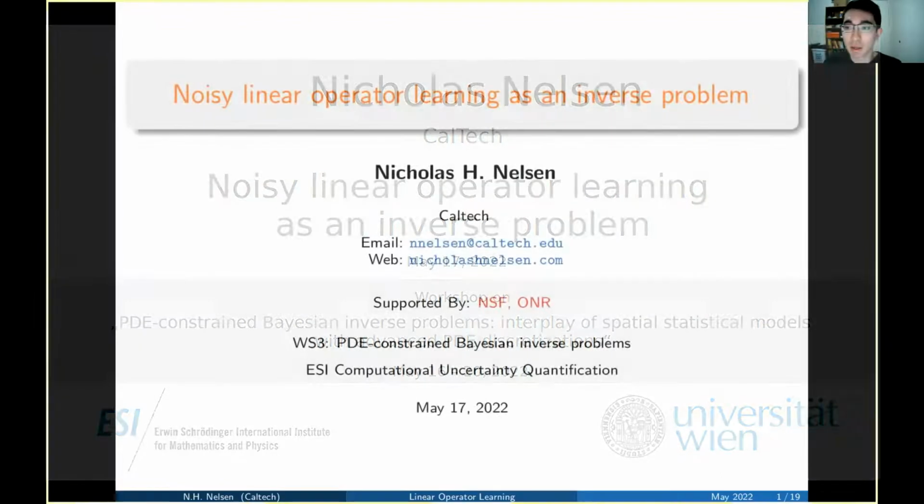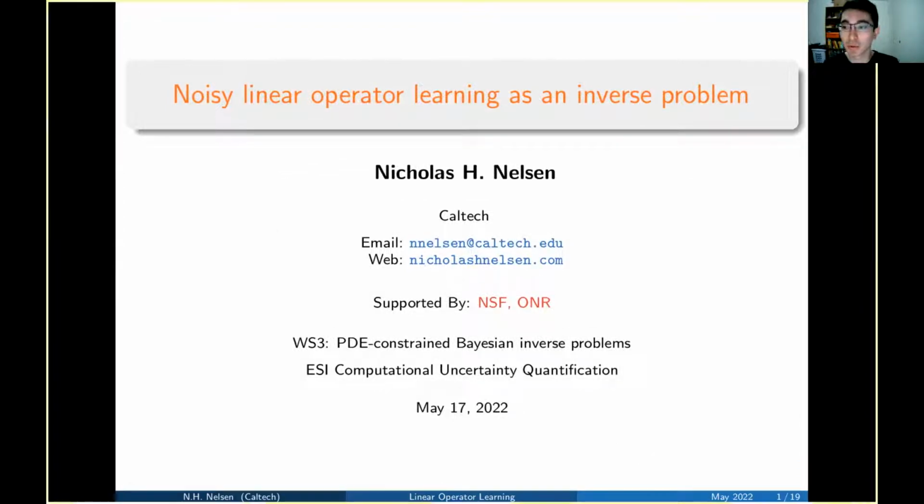So today I'll be speaking about some of our recent work on linear operator learning for linear operators that are commonly defined in certain PDE problems. And this is of relevance to this workshop because people these days generally are using machine learning tools to learn surrogates that can be later used to solve Bayesian inverse problems and lots of problems of interest in this UQ workshop.